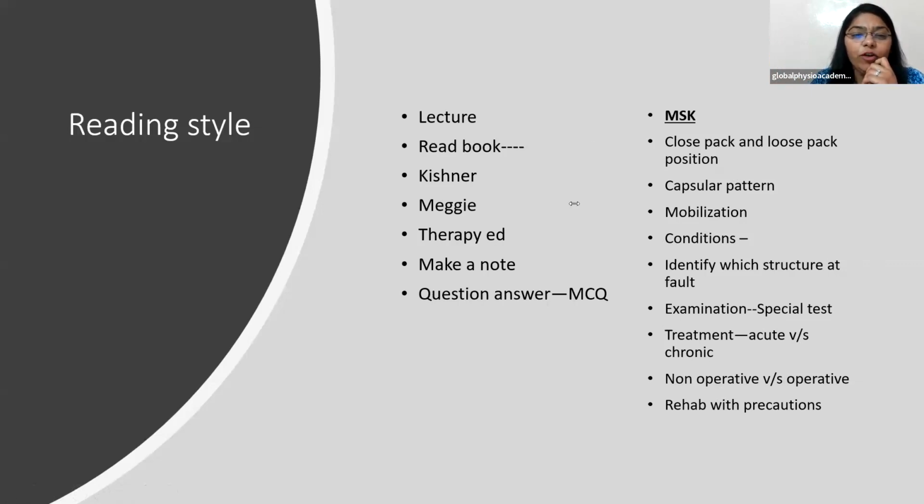What book should we refer for biomechanics? Krishna, for PC, okay? JSF, Joint Structure and Function, is a good book. Maggie, yes, biomechanics, Maggie is an excellent book. You can refer, but for the PC written exam, Krishna and Maggie are more than enough. But for every page, you should have an idea.